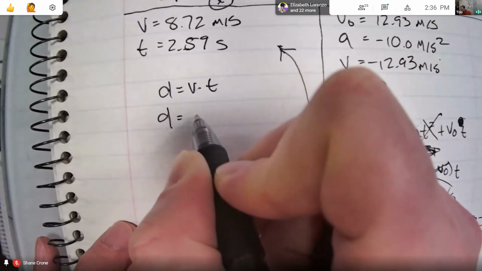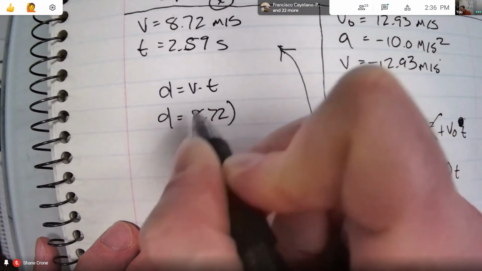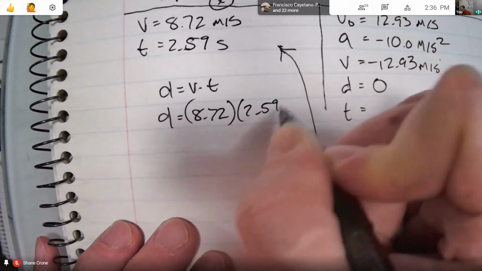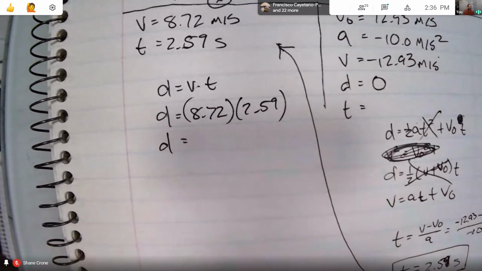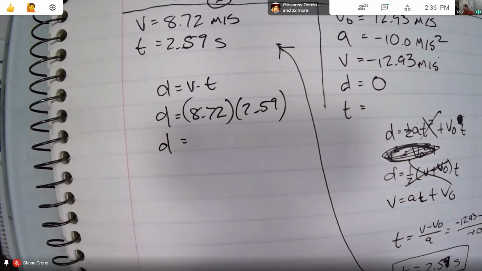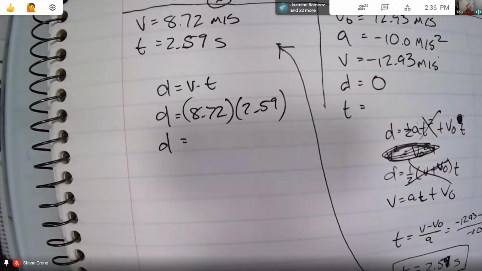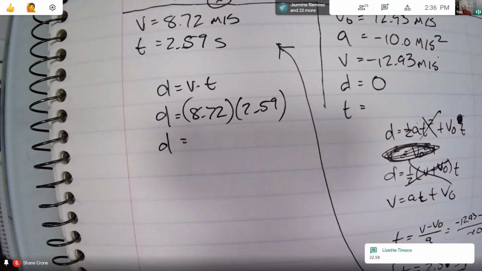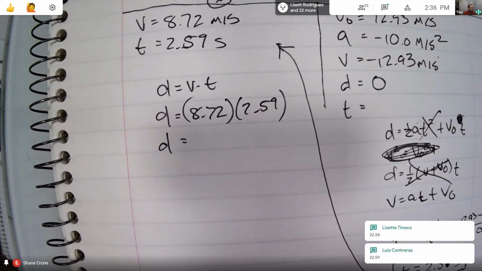That is d is equal to 8.72 times 2.59. If somebody could just throw that into the chat, I'll put that in there, and that'll be the end of this problem. It looks like we're close enough to asynchronous that I'm going to let you go at this point. If anybody wants to look at some of those other problems, I'm happy to stick around with you for a little bit. Lisette says 22.58. Do we have confirmation? Yep, looks good.